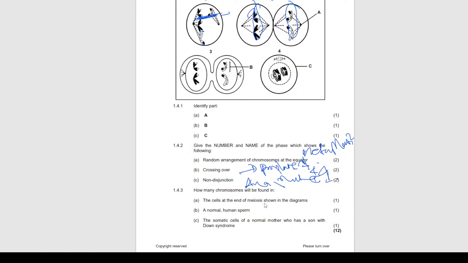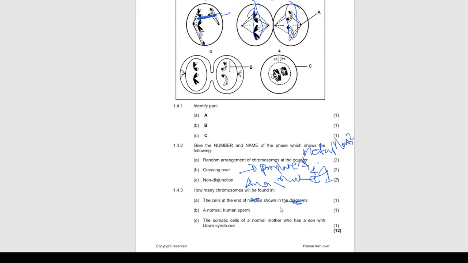Guys, they didn't say it's a human cell. I'm saying it in your ears. They didn't say this is a human cell. Okay, how many chromosomes will be found in the cell at the end of meiosis, shown in the diagram?